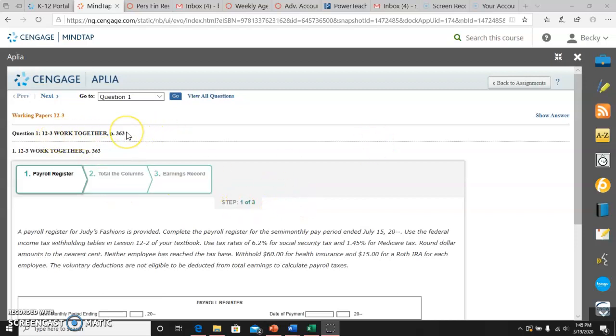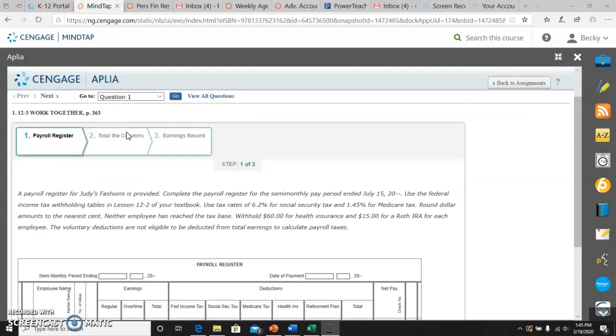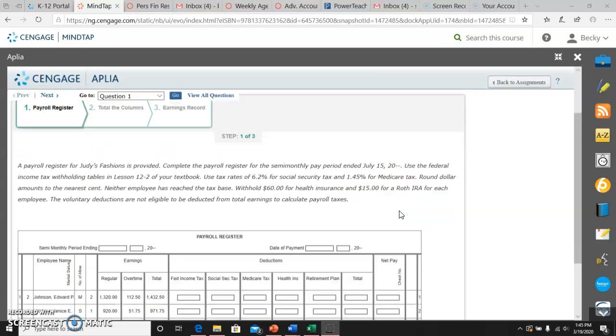12-3 Work Together, which is on page 363 in your textbook if you prefer to look at that. We have a payroll register and an earnings record that we are going to fill out for one particular employee. The payroll register is for all employees, of course.